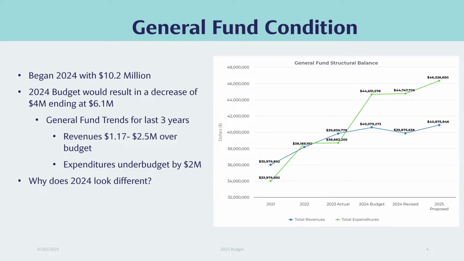So why do 2024 and 2025 look different than these trends? I've got a graph there, and it's in your packet as well, with revenues in blue and expenditures in green. And 2022 had a little anomaly, which we'll talk about as well.